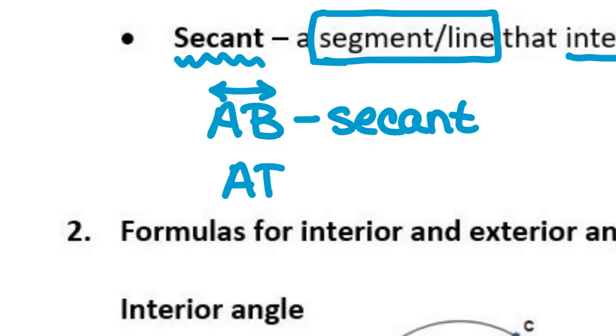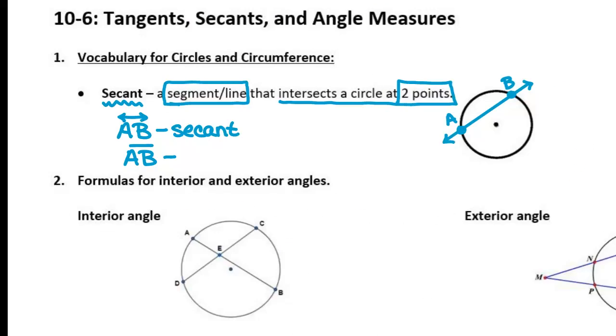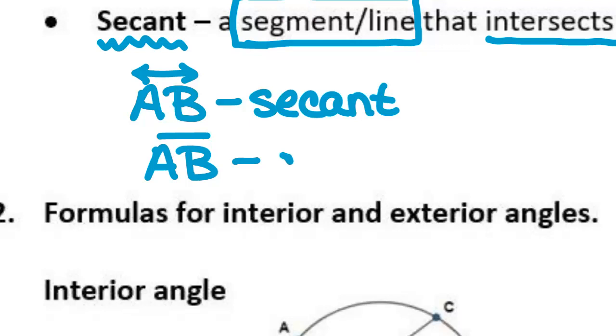What would we call just segment AB where it stops on the circle? If I had drawn it like this, what would we call a segment like this? A chord, yes. So segment AB is a chord, line AB is a secant. So a secant is what happens when my chord extends beyond the edges of my circle. Chords stop at the circumference, and secants continue on.